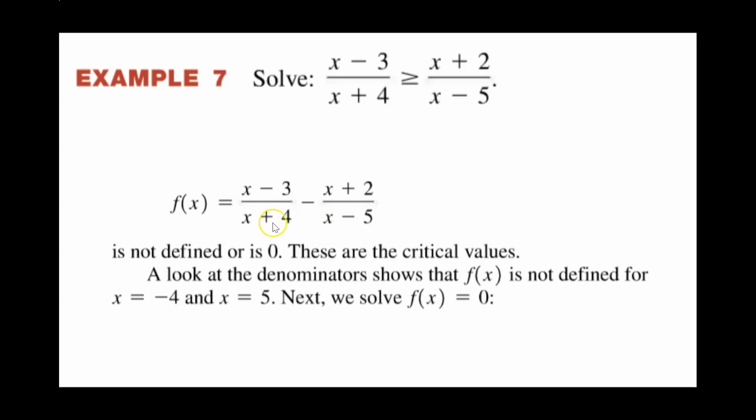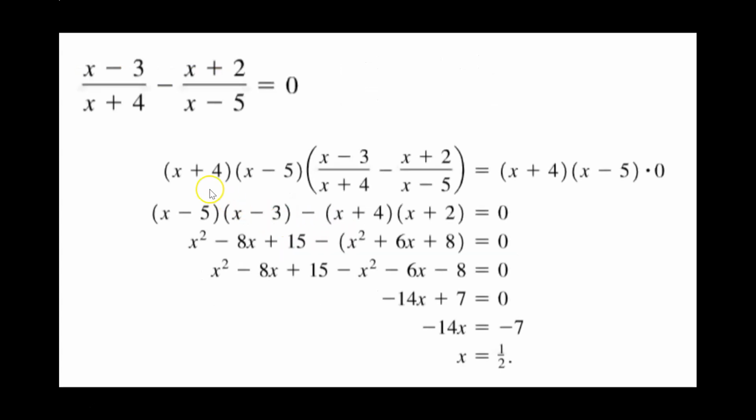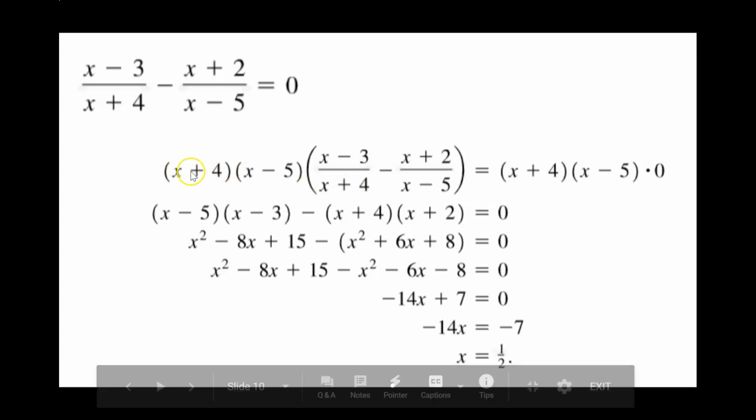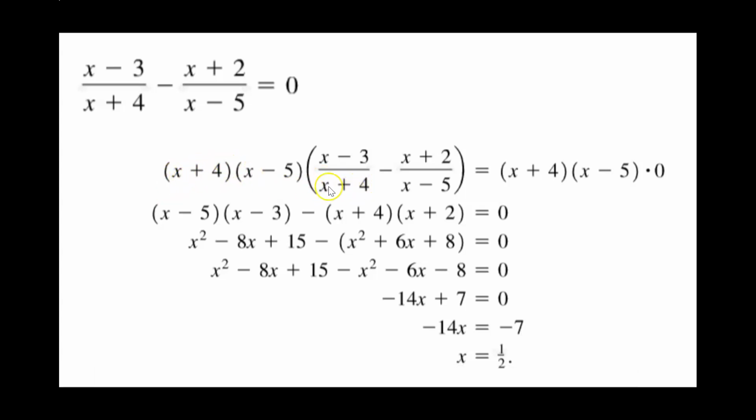So once we solve, we're going to multiply both sides by the LCD, which is going to be x plus 4 and x minus 5. So here I took both sides and multiplied to this side and also to the 0. Again, the right side is not going to matter. That's why it's always best to set the right side equal to 0, because everything over here goes away and you're left with just zeros. But over this side, this x plus 4 will cancel out with this x plus 4, leaving you with just the top.